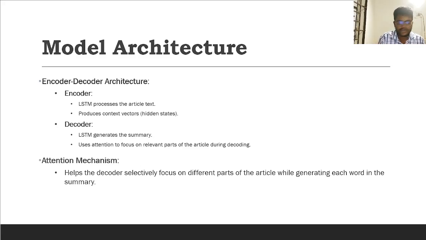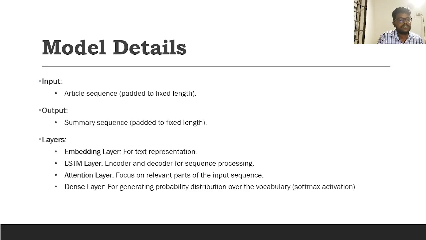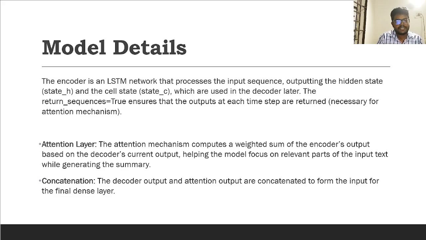For the model architecture, we have an encoder, a decoder, and we use an attention mechanism, with model details, input, output, and layers. In the encoder, we use LSTM, which takes the input sequence and gives the hidden state and the cell state, which are further used by the decoder. In the attention layer, we compute a weighted sum of the encoder output based on the decoder's current output, helping the model focus on relevant parts of the input text to generate the summary. Then we do concatenation to feed the final dense layer.